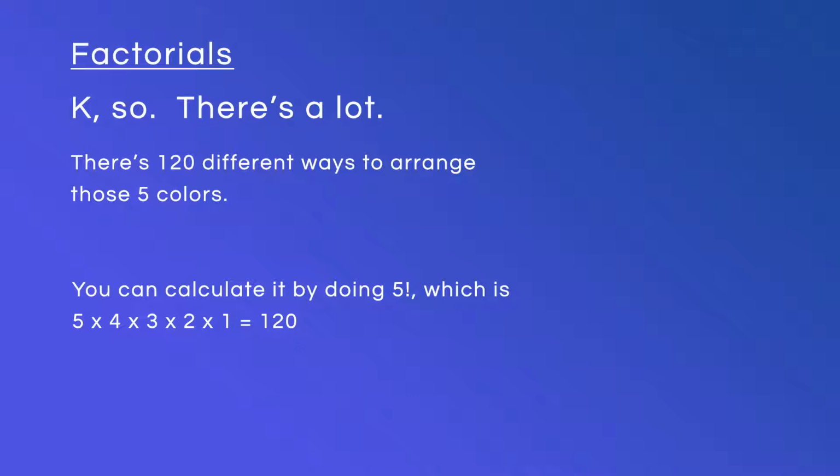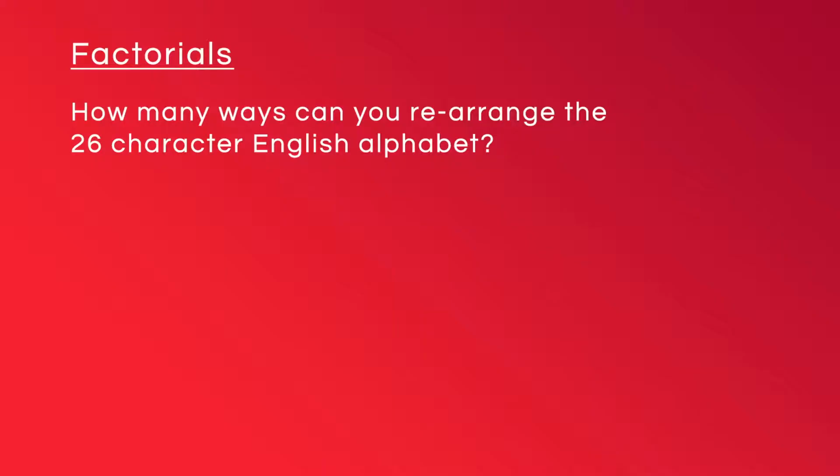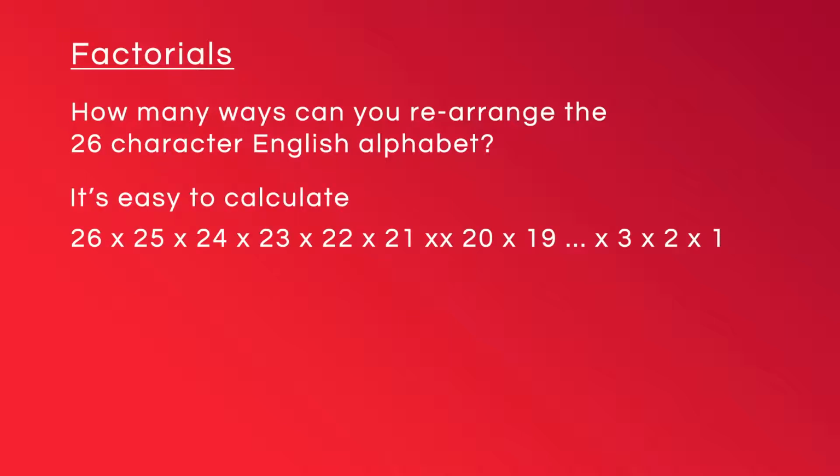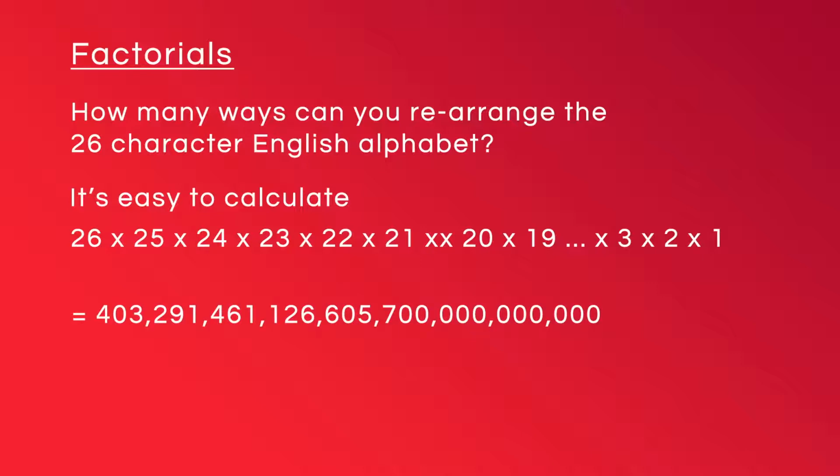So with that, let's say you were trying to find out how many different ways you could rearrange the 26 character English alphabet. You already know how to calculate this. It's just factorial. So 26 times 25, and so on, times 2 times 1. It equals this long number, 403,291,461,126. That's a lot of different possible ways you could rearrange the alphabet.